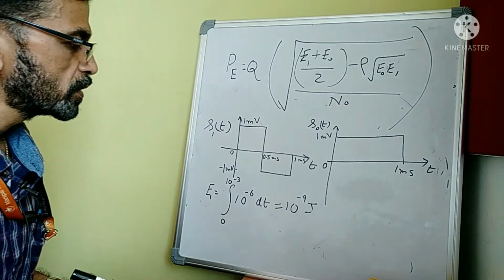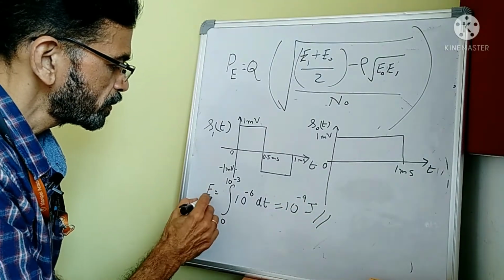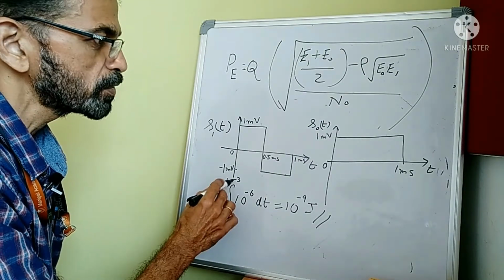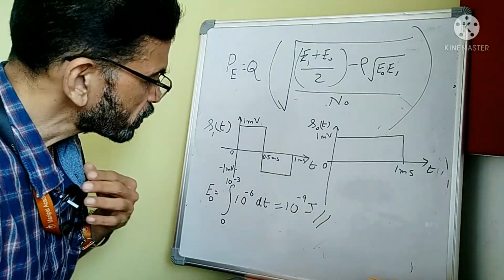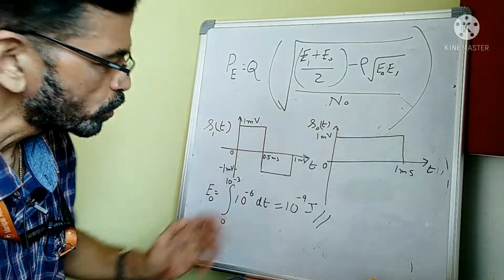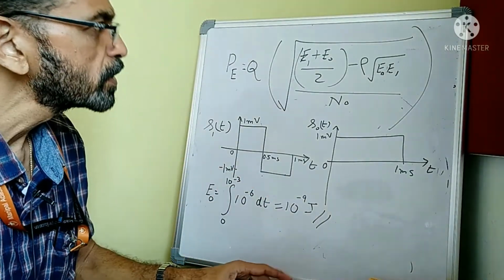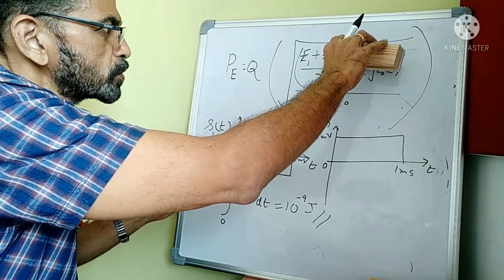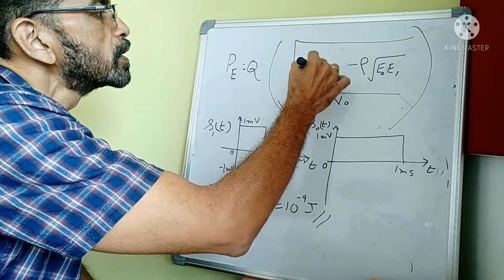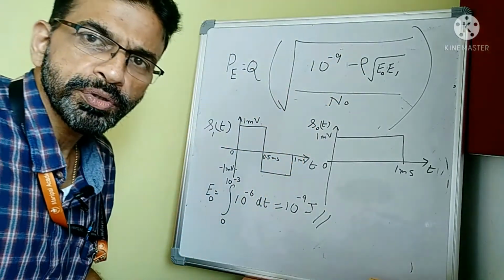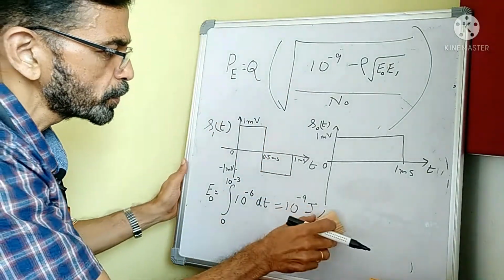Right. And similarly, we calculate E0, from 0 to T. T is again 1 millisecond, and S0 square will be 10 power minus 6, because it's 1 millivolt throughout, and the result will be the same as this. So that means E1 is equal to E0 is equal to 10 power minus 9. So we can substitute that here. E1 plus E0 gives you 2 into 10 power minus 9, and you are dividing it by 2, so you get 10 power minus 9. Now we have to calculate rho.